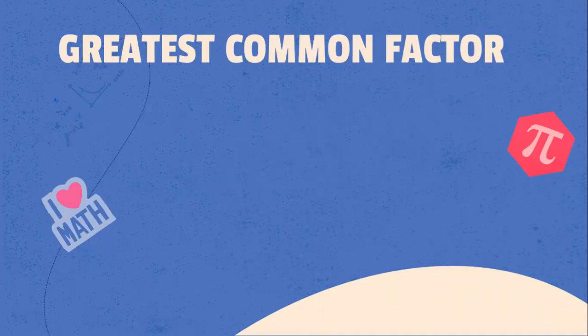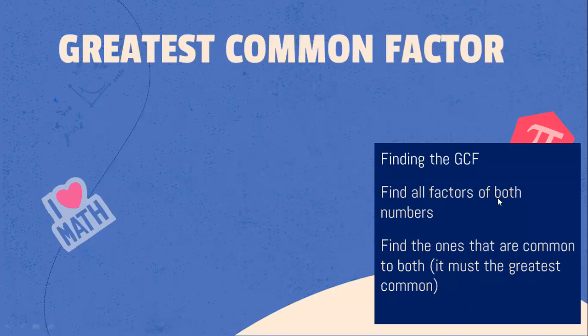Let's now check how we get the greatest common factor of the given numbers. In finding the greatest common factor, we find all factors of both numbers, then find the ones that are common to both. It must be the greatest common factor.